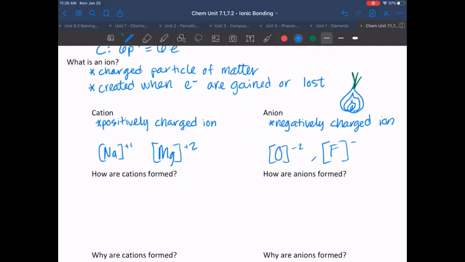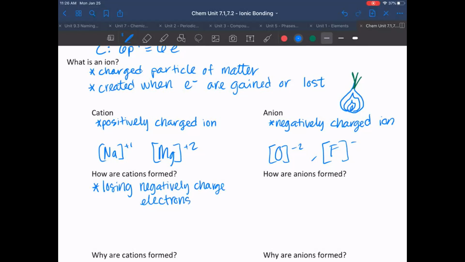All right, let's talk about how these are formed. So if we know that ions are created when electrons are gained or lost, do you think cations form from losing or gaining electrons? Losing. The reason being that you're losing negatively charged electrons. So if you have a negative electron and you get rid of it, you become more positive.